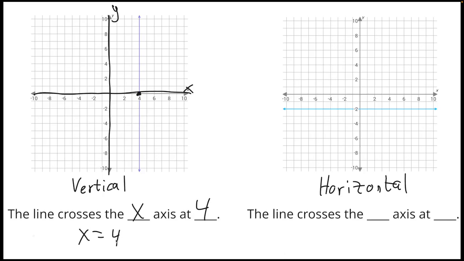For this problem on the right, this blue line crosses the, this time, the y-axis, and what number is it? -2. So my equation is y equals -2, and that's it.